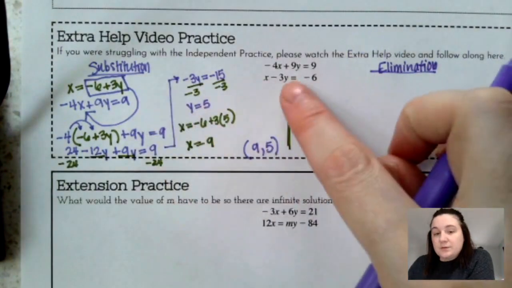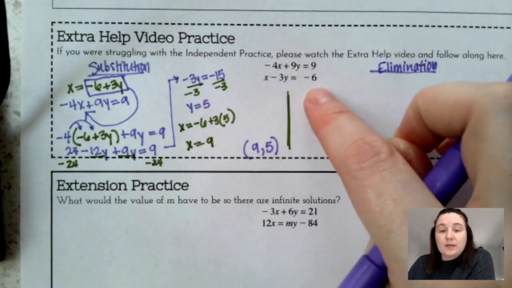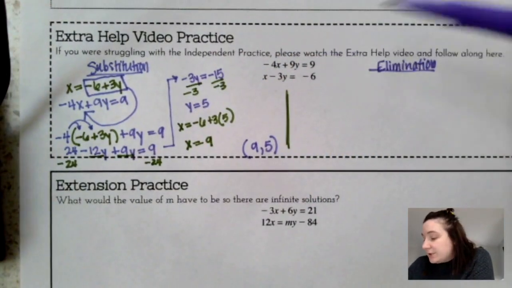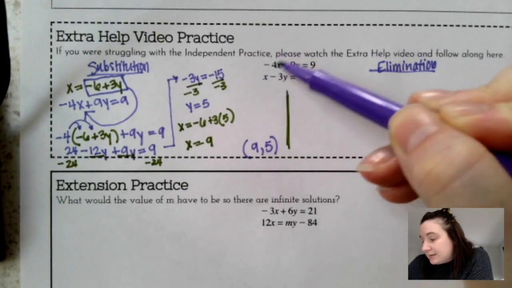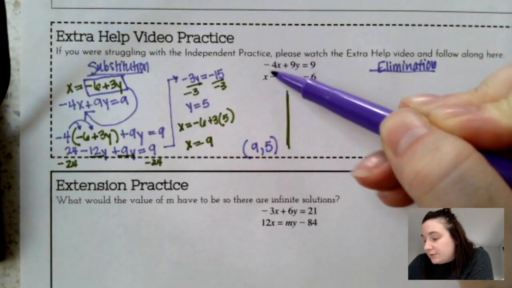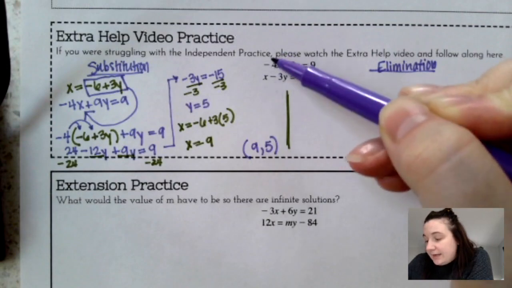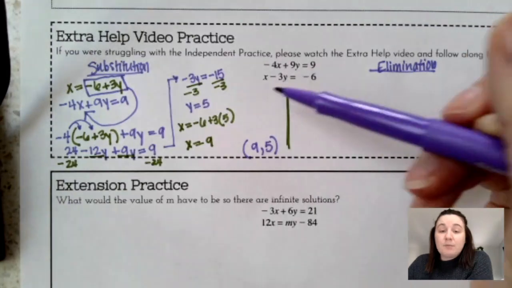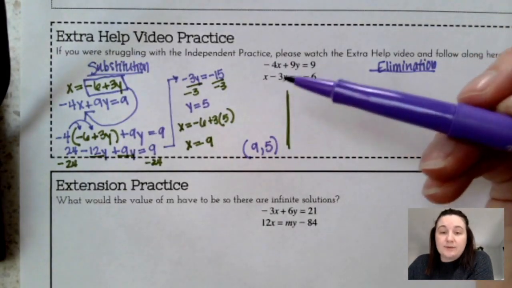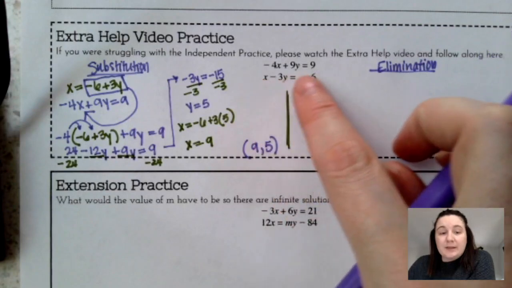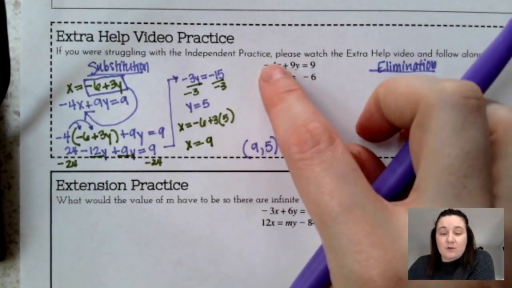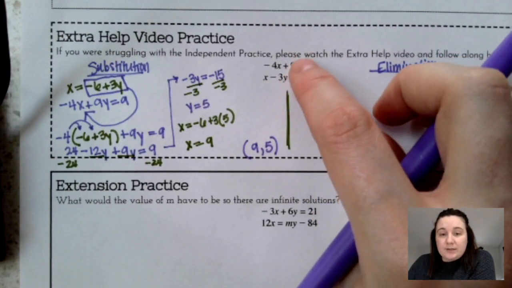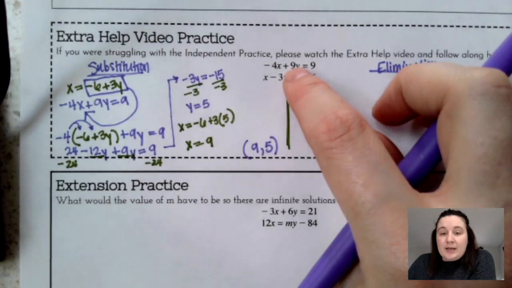Then ask yourself, what do I need to multiply 1 by to get positive 4? We can multiply the bottom by 4. That would make the x's go away. But if I look at the y's, I can do the same thing. The bigger one is a 9. If this is a positive 9, I need the bottom to be a negative 9. So I ask myself, what can I multiply negative 3 by to get negative 9? Which is 3. If you multiply by 4, you get rid of the x's. If you multiply by 3, you get rid of the y's. It is completely up to you what you choose.